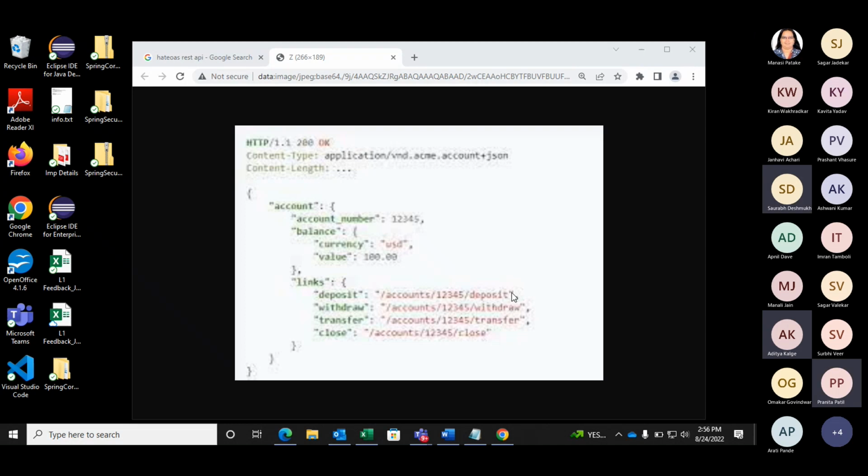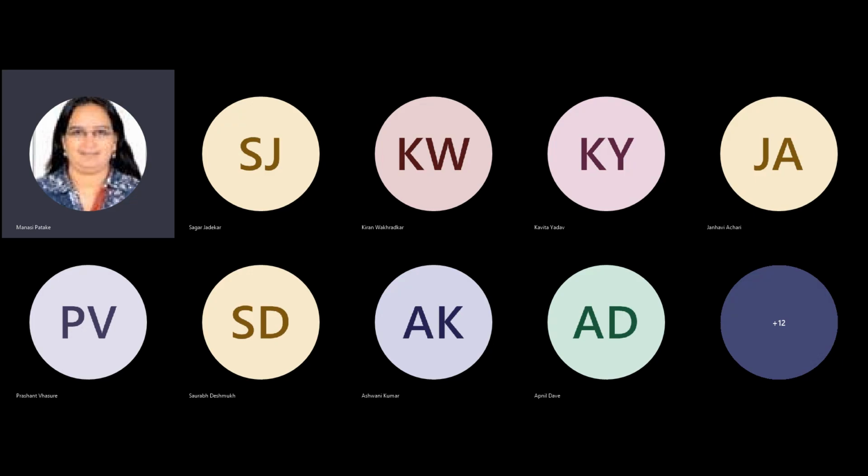Yes, Mansi. Okay, so when you get a little bit of time afterwards, please go through the concept called the Richardson maturity model. If you want to generate output using HATEOAS, Spring Boot has provided one dependency which you need to add, and then you can have the actual implementation like this.